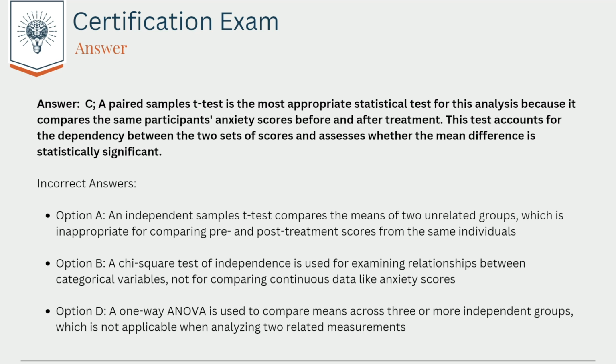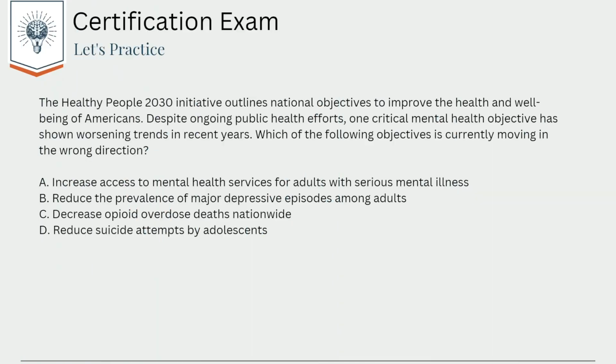So let's shift the focus to public health. This is a vital area for practice for PMHNPs. Understanding national health objectives helps us better address the growing mental health challenges in our communities. So the question: the Healthy People 2030 Initiative outlines national objectives to improve the health and well-being of Americans. Despite ongoing public health efforts, one critical mental health objective has shown worsening trends in recent years. Which of the following objectives is currently moving in the wrong direction?